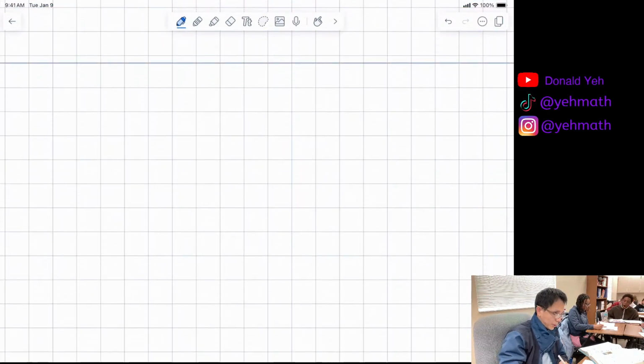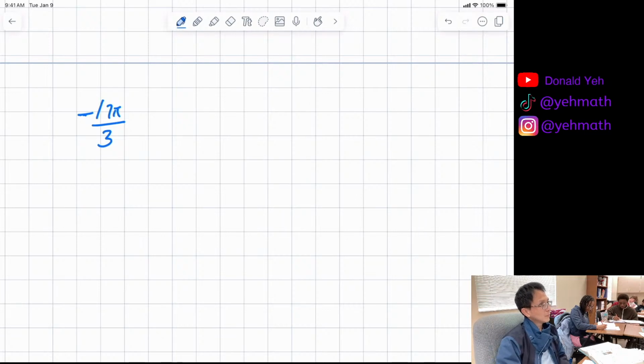Okay, I'll try one more. I'm kind of worried about you guys. Negative 17 pi over 3. Draw it out. Tell me which quadrant they are in.